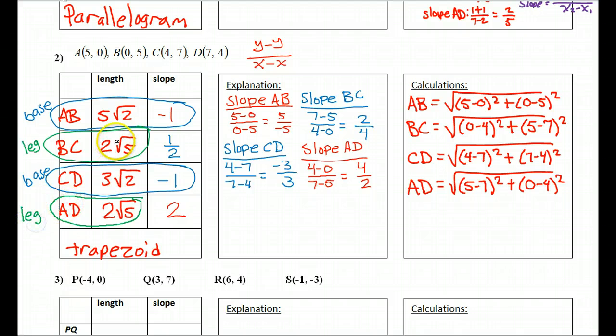And I'm focusing on the lengths because whether or not these are congruent, that's what determines if this is isosceles. So is this isosceles? Sure, the legs are congruent. 2 radical 5 and 2 radical 5. The legs are congruent. So this is an isosceles trapezoid.